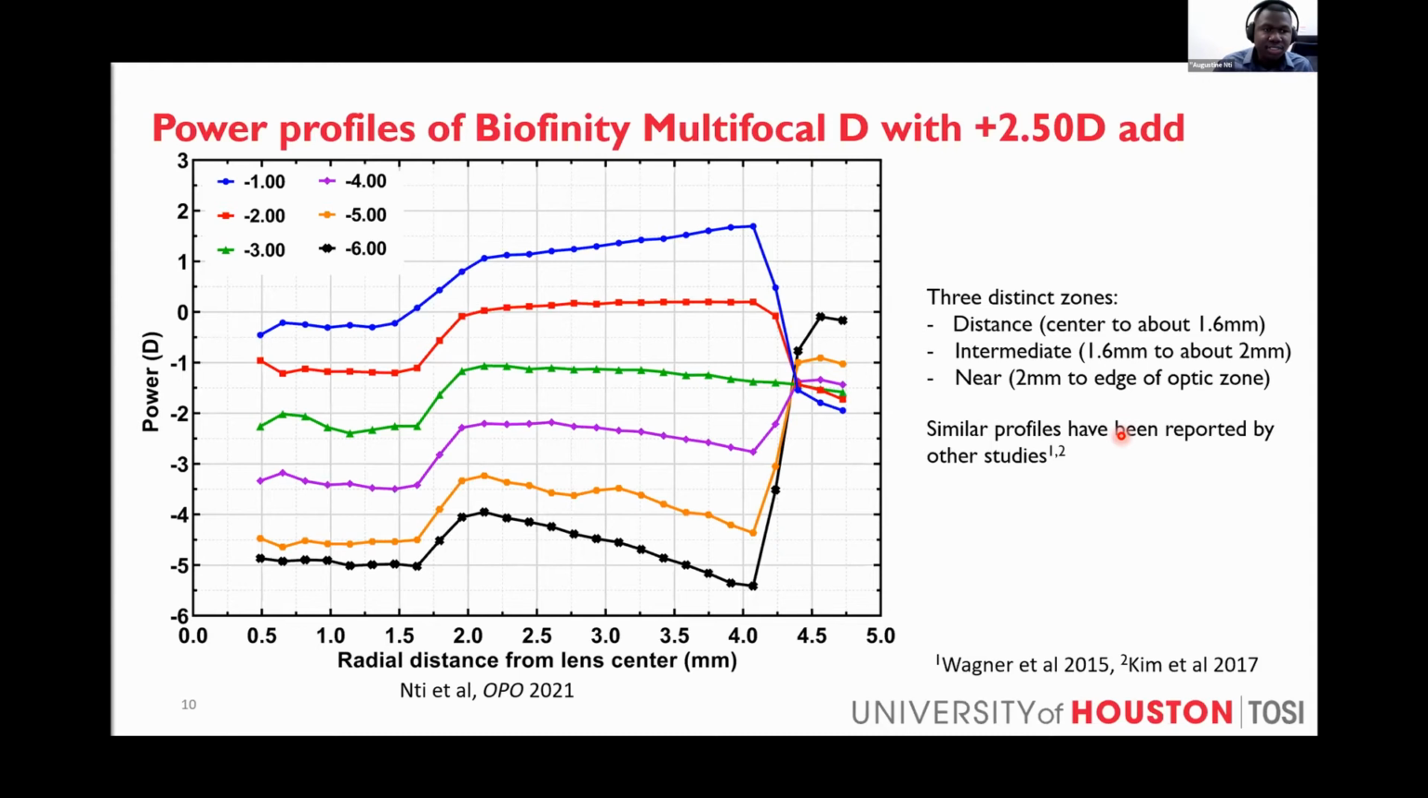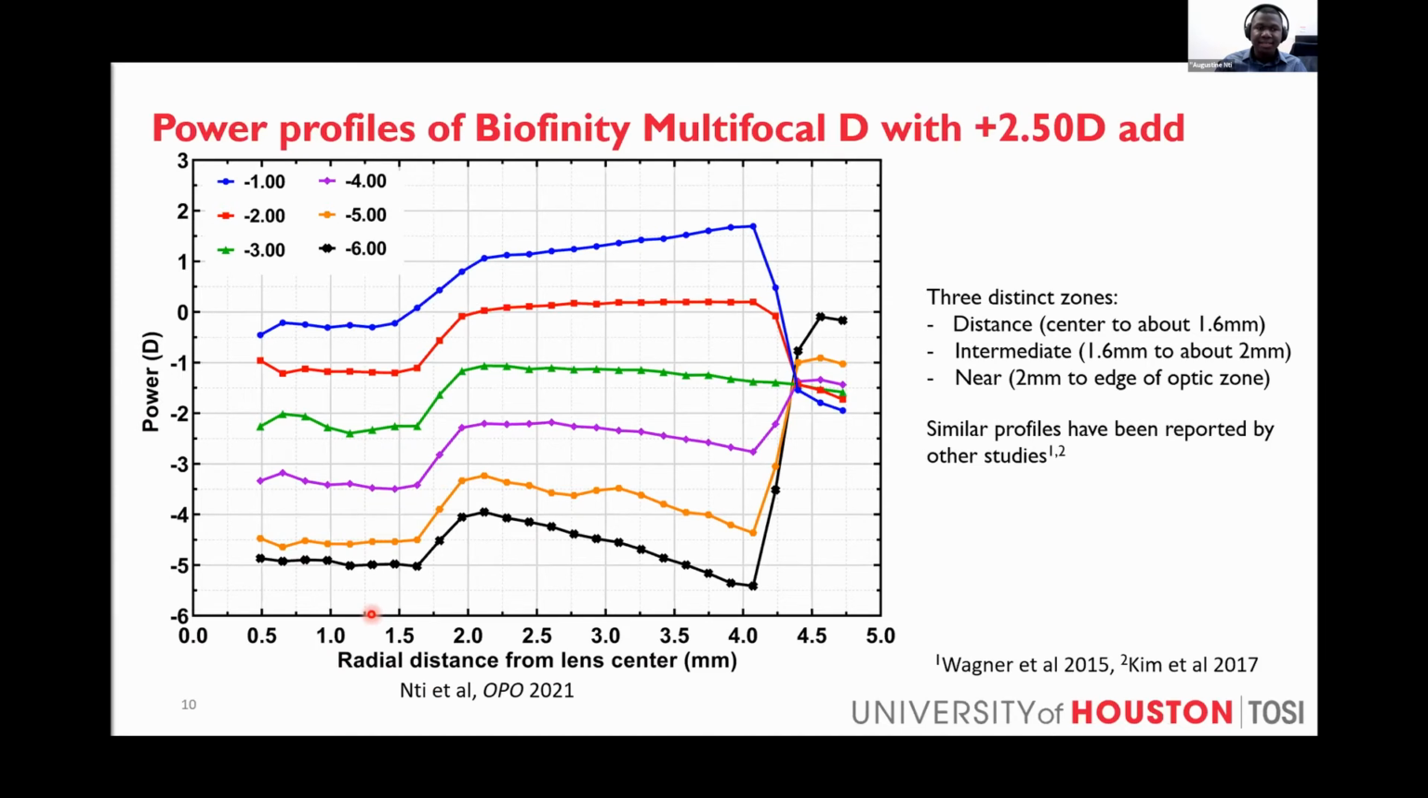So these are our results. The first one is with the bioaffinity multifocal. Just to orient you, on the y-axis, you have the power, and on the x-axis, you have the radial distance from the lens center. And then each line represents a different power from -1 to -6. All the other power profiles will be of a similar output.